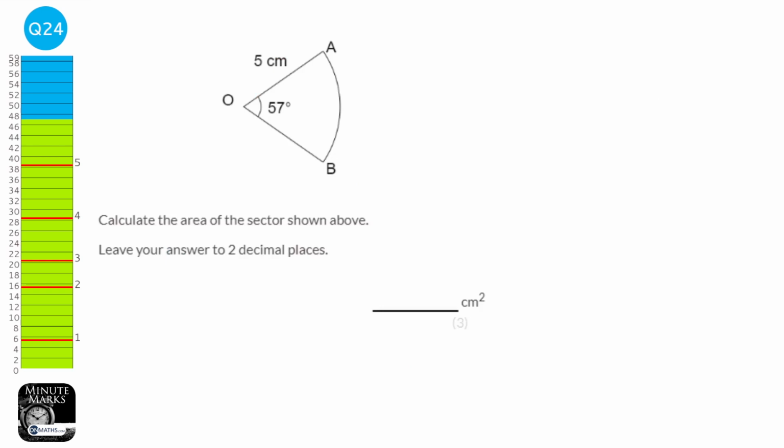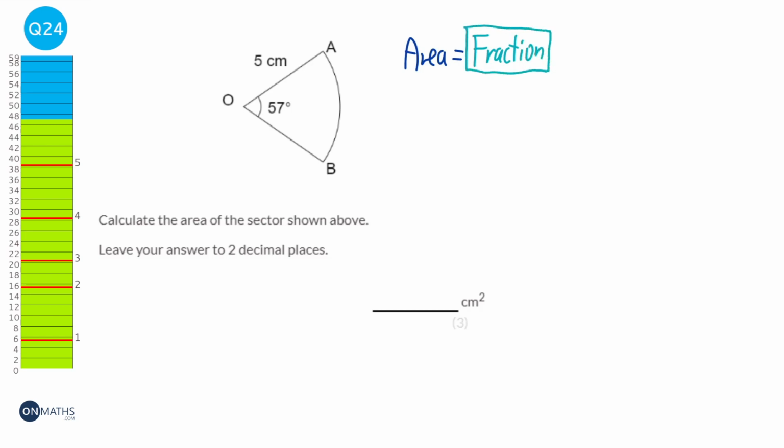To work out the area of this sector, there is actually a nice little formula that we can use. And I'm just going to show you what the formula means. So the formula is going to be what fraction of the full circle do we have. Okay, so we're going to find out the fraction of the full circle we have. And then we're going to times that by the area of the circle.